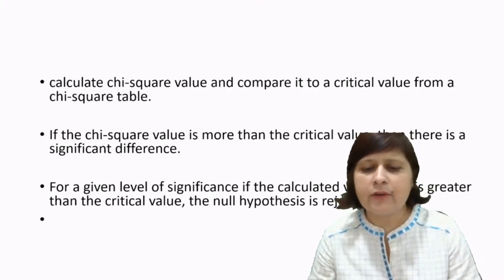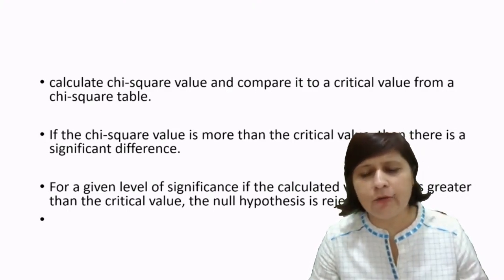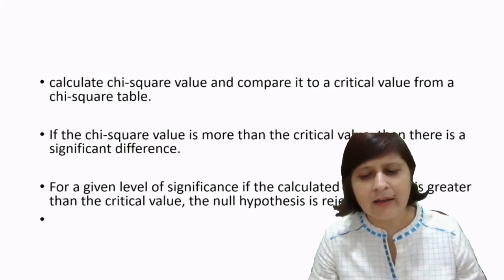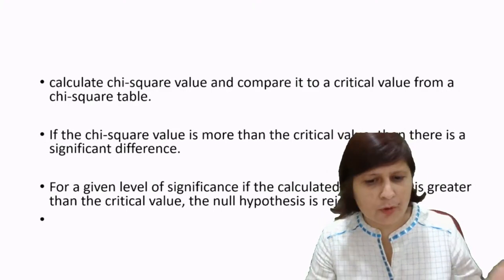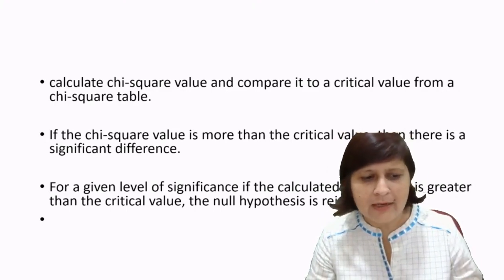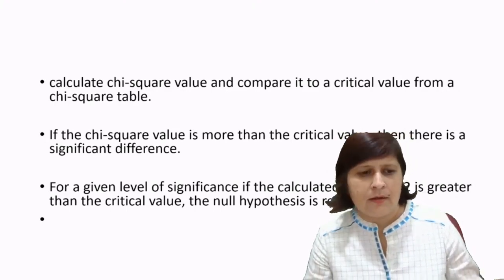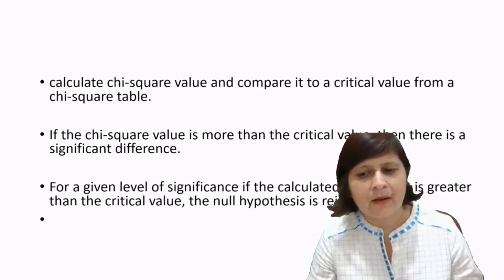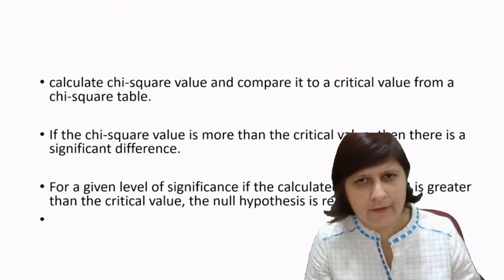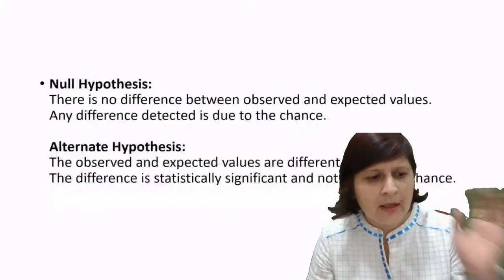For any given level of significance, if the calculated value of chi-square is greater than the critical value, then the null hypothesis is rejected. It means there is a significant difference. That's what I have written. Let me explain it with an example.